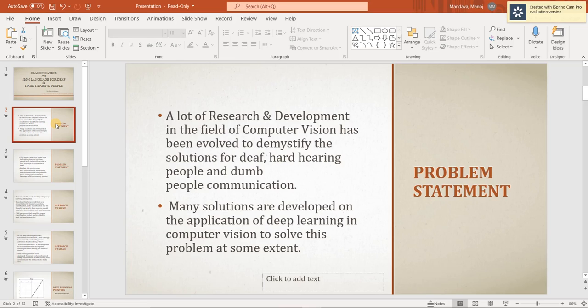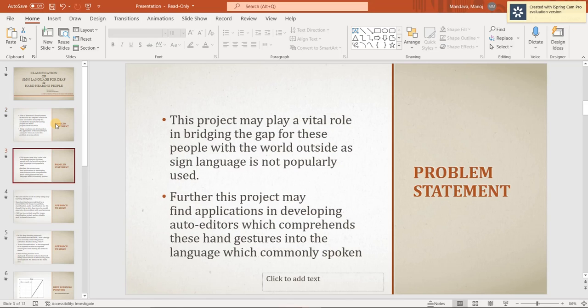The problem statement is that a lot of research and development in the field of computer vision has been done to find solutions for deaf and hard of hearing and speech impaired people's communication. Many solutions have been developed using deep learning in computer vision to solve this problem to some extent. This project may play a vital role in bridging the gap for those people, as sign language is not popularly used in the world.